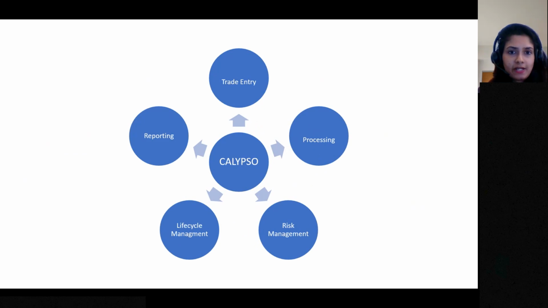We have trade entry, that is when we place the order. We have processing and risk management, which the middle office is doing, understands and prepares our croissant. Life cycle management and reporting, the back office, which handles, okay, we have the order, we have the risk calculated, and now we have to deliver our final product and settle the product.